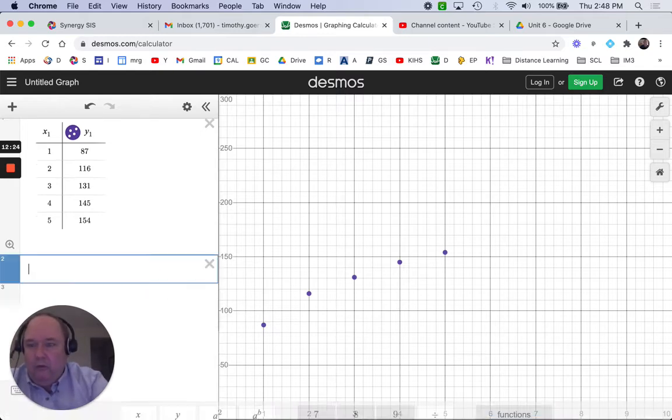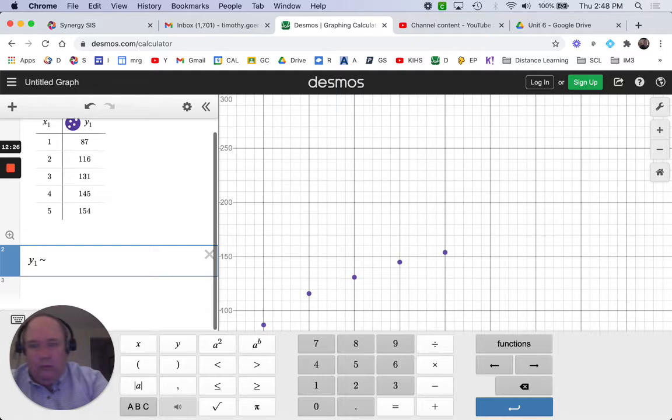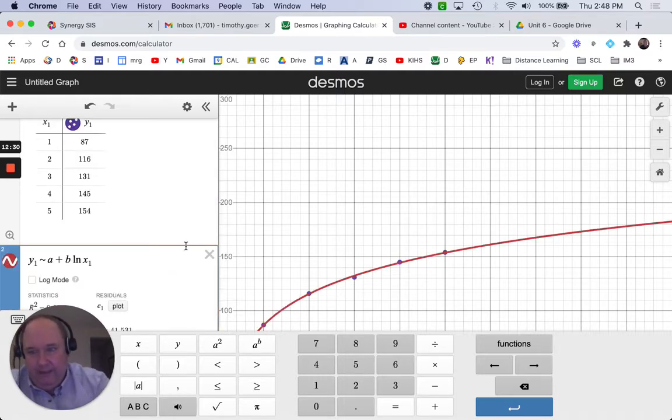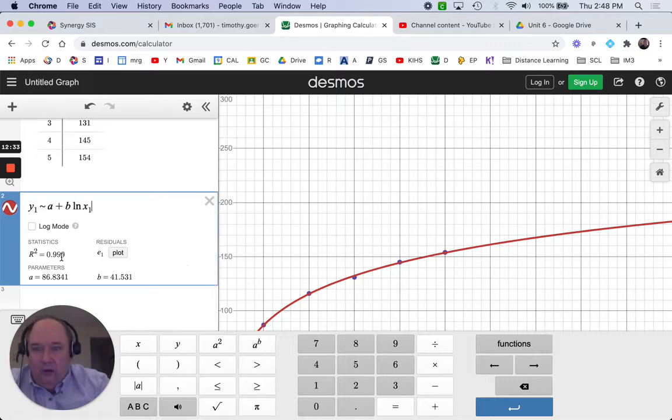So a model, y1 tilde, a plus b ln x1. And then again, look how good a model that is. 0.999, like perfect, really. And then use those numbers for your equation. So a is 86 plus b is like 42. And you have an equation.